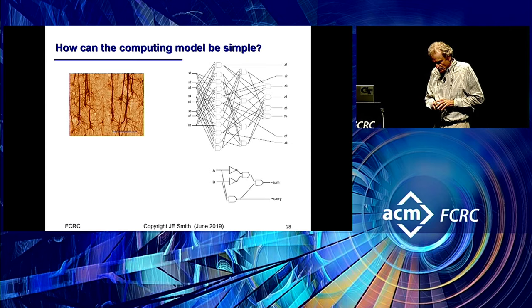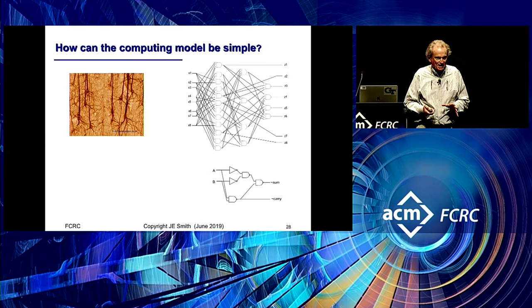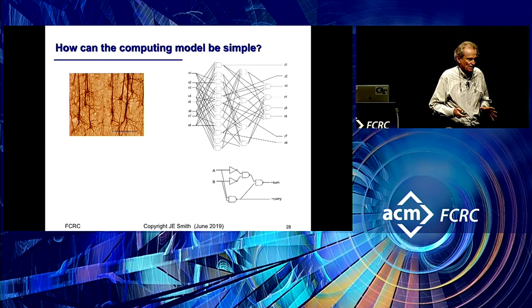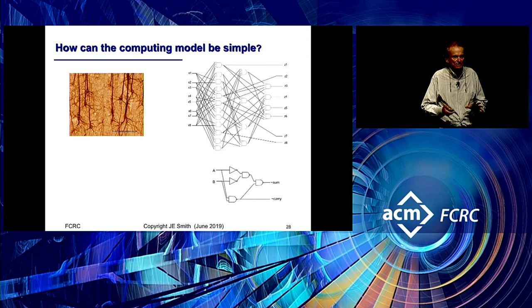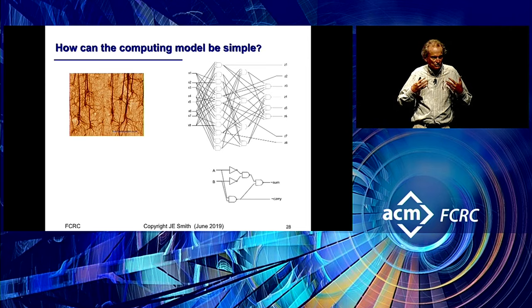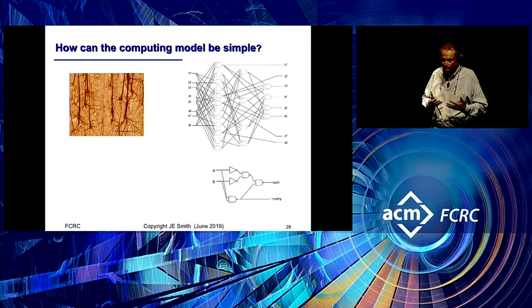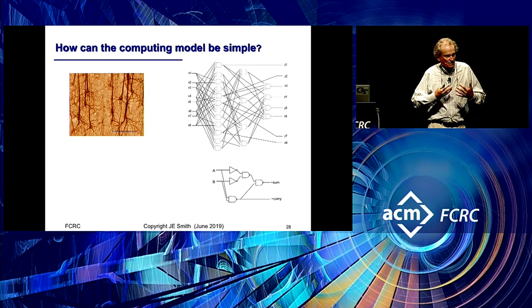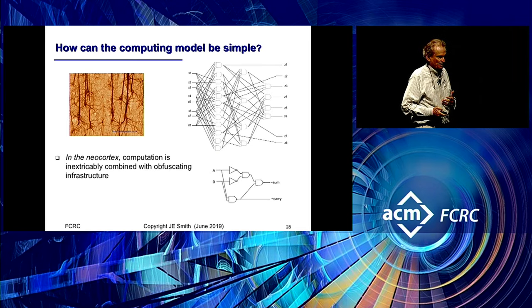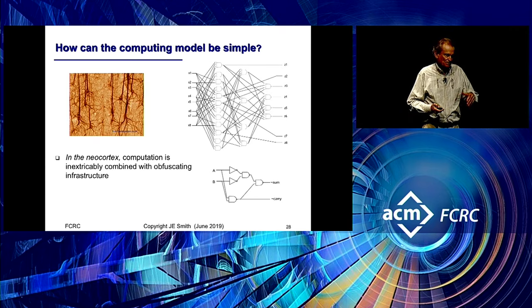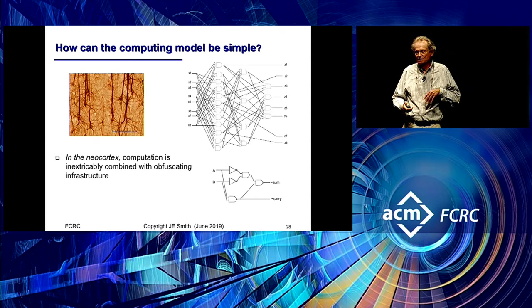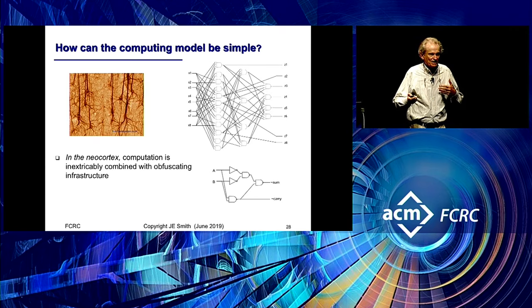Well, the brain is notoriously unreliable. Neurons are notoriously unreliable. So there's really no question in my mind that it must use some similar kind of technique. Redundancy is entangled with computation. Computation is inextricably combined with an obfuscating infrastructure.